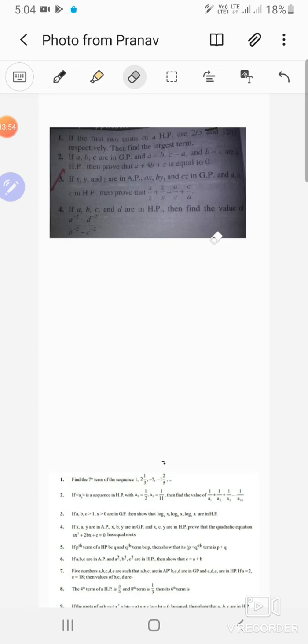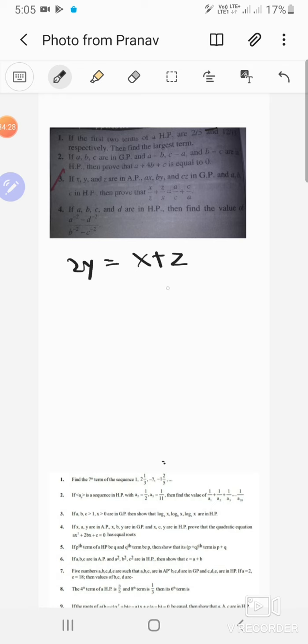So this does simplify a lot when you use b as a times r and c as ar squared. Okay, if x, y, z are in AP and ax, by, and cz are in GP and a, b, c are in HP, prove that x by z plus z by x equals a by c plus c by a. Okay, so x, y, and z are in AP, which means that 2y equals x plus z. Fine.